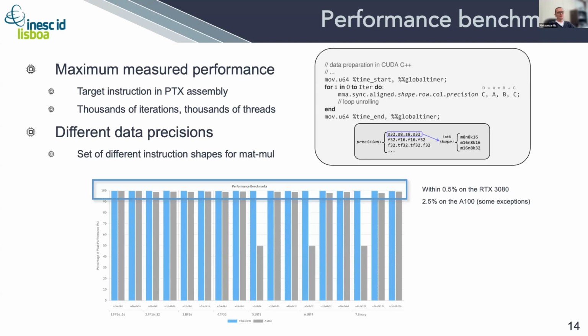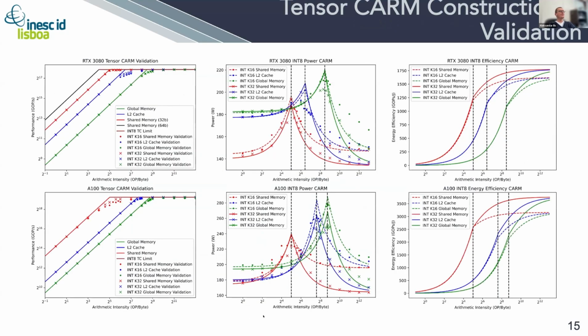So for example, the deviation was 0.5% over the RTX 3080 and 2.5% on the A100, due to certain exceptions in terms of the support for int8 and binary precision. In order to further validate, here you will see that we construct performance rooflines. We also have variants for power consumption and energy efficiency rooflines that I'm not going to cover in this presentation. But as we can see, with our validation, we could actually manage to uncover the maximum of the architecture even experimentally.